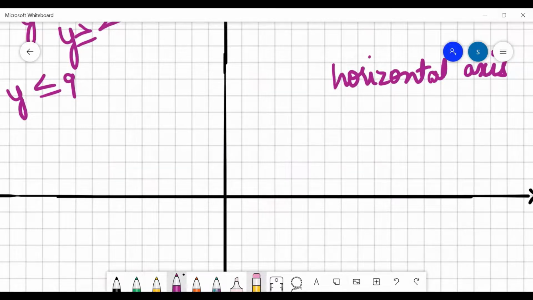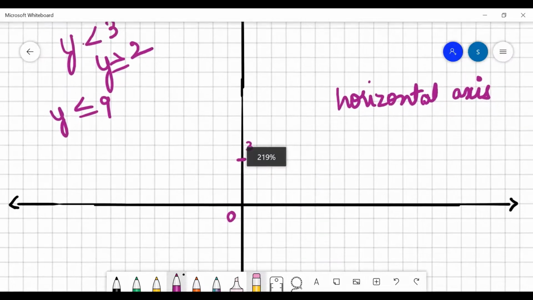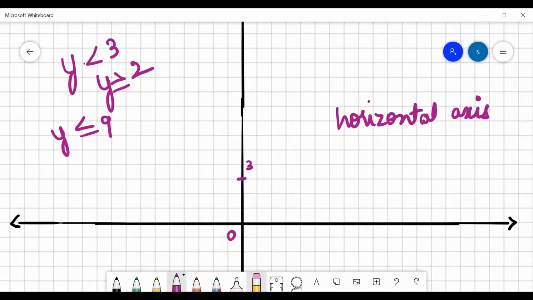This is 0, this is the origin. So this is 1, 2, 3. This is where y is equal to 3. Now draw a line there. Since we're taking y less than 3, which means 3 is not included, draw a dotted line. Had it been y less than or equal to 3, then you would have drawn a solid line. So right now we're just drawing a dotted line.